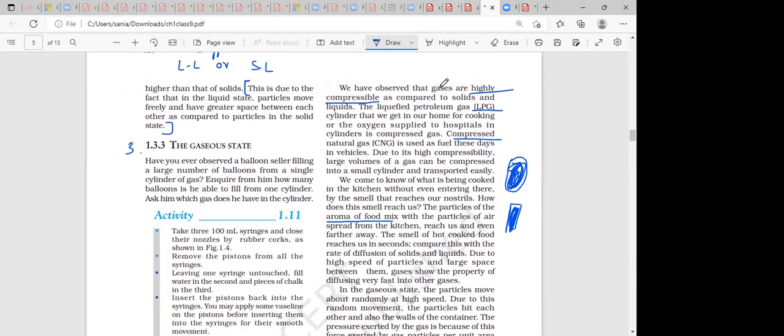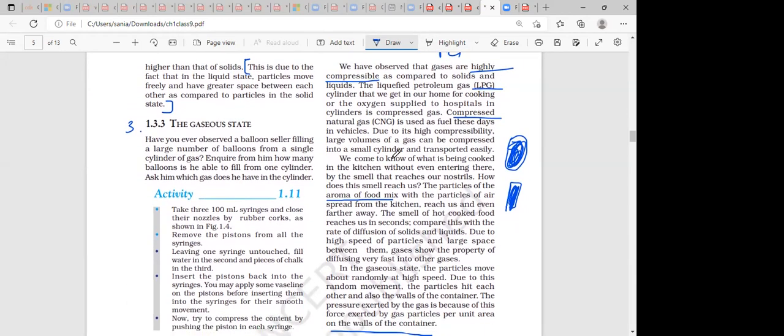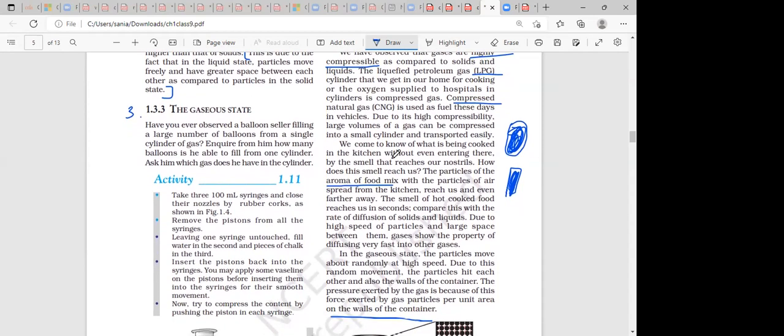Okay. So this is your homework. You have written CNG and LPG. You will read this paragraph, and in the next class I'll ask you a few questions. Okay, ma'am. So you are going to answer me properly.